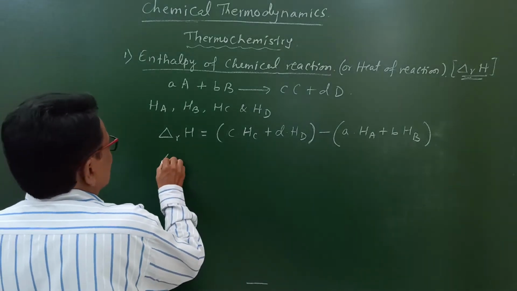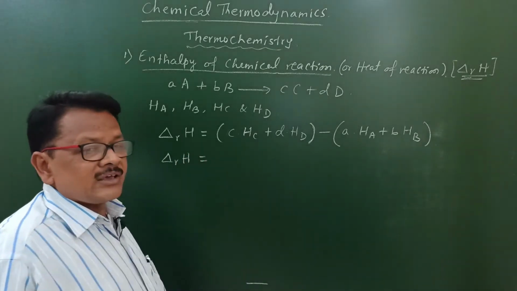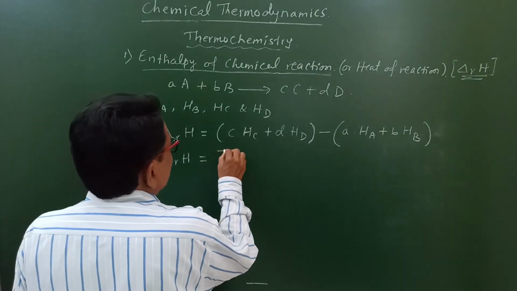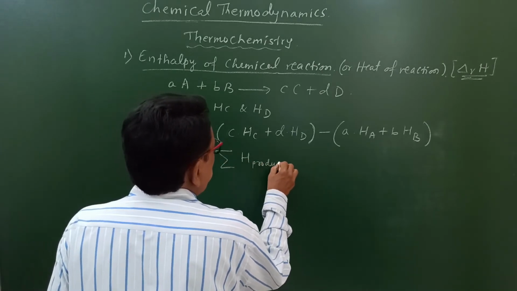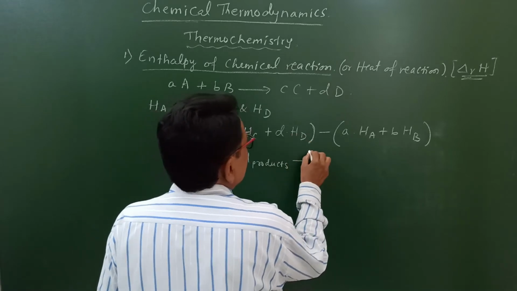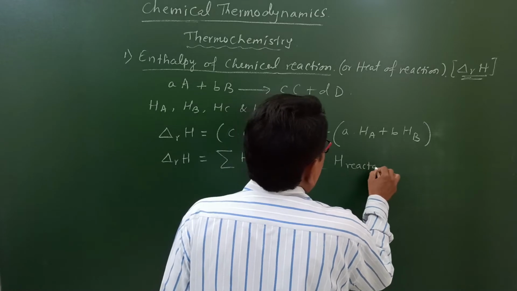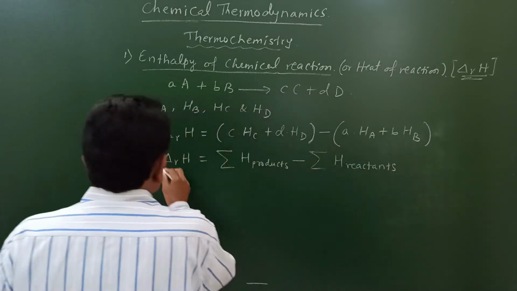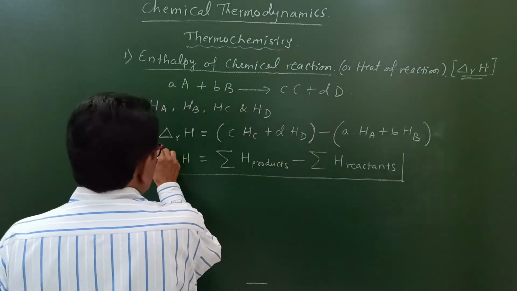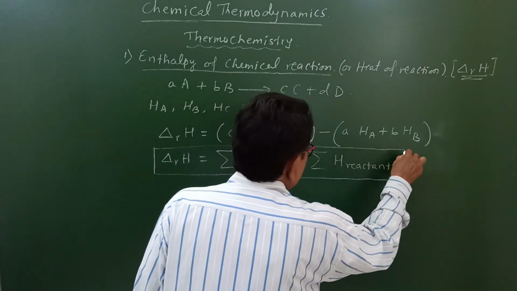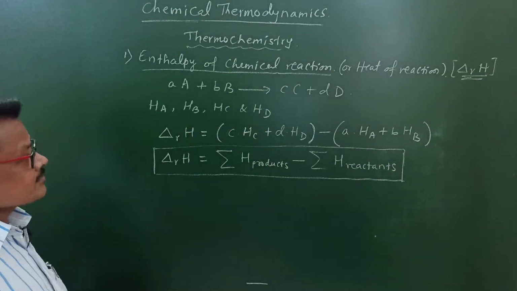Here, delta HR in short can be summarized as the summation of enthalpies of products minus the summation of enthalpies of reactants. So that is the change in enthalpy taking place during a chemical reaction, and this change in enthalpy can be calculated in this manner.